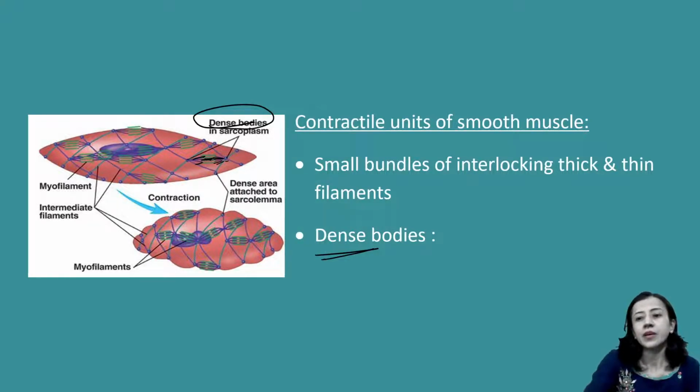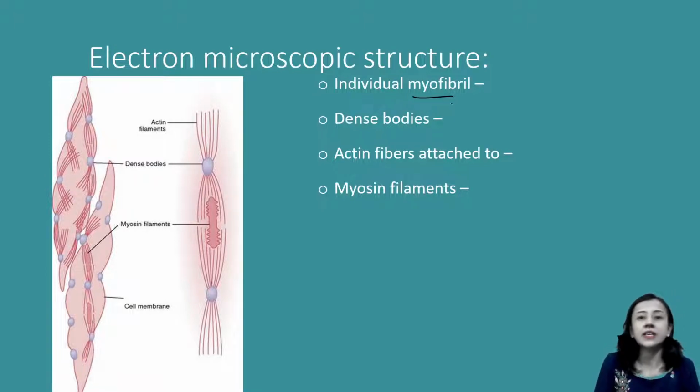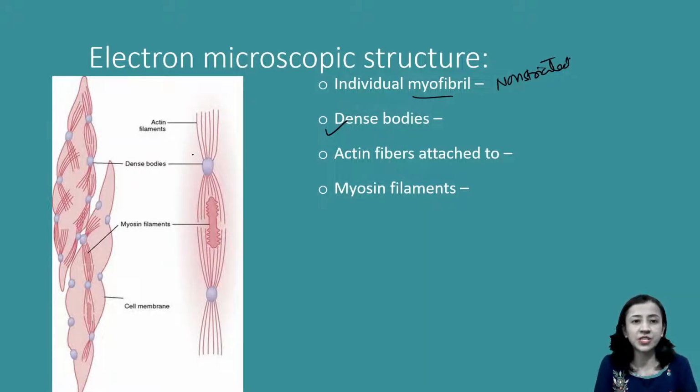Okay, fine. Now, electron microscopic structure of the smooth muscle. Individual myofibril, that is striated, but striations are not regular like skeletal muscle. So structurally these are non-striated. Okay, they have dense bodies present. You can see here, these are the dense bodies, and these dense bodies are attached to the cell membrane and they are scattered all over the body of the fiber.